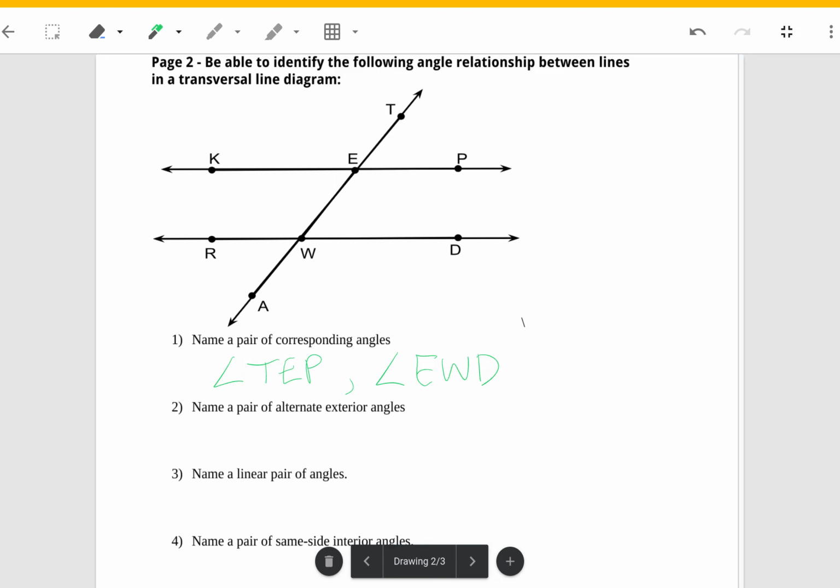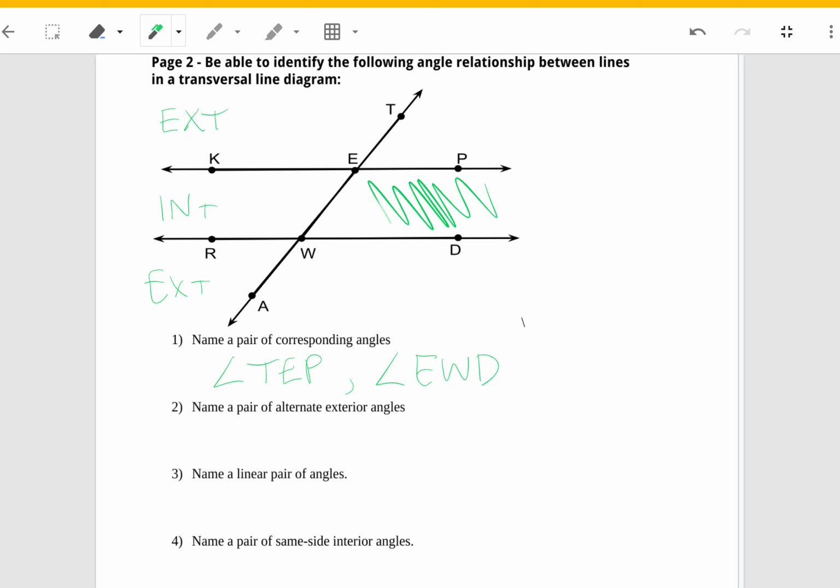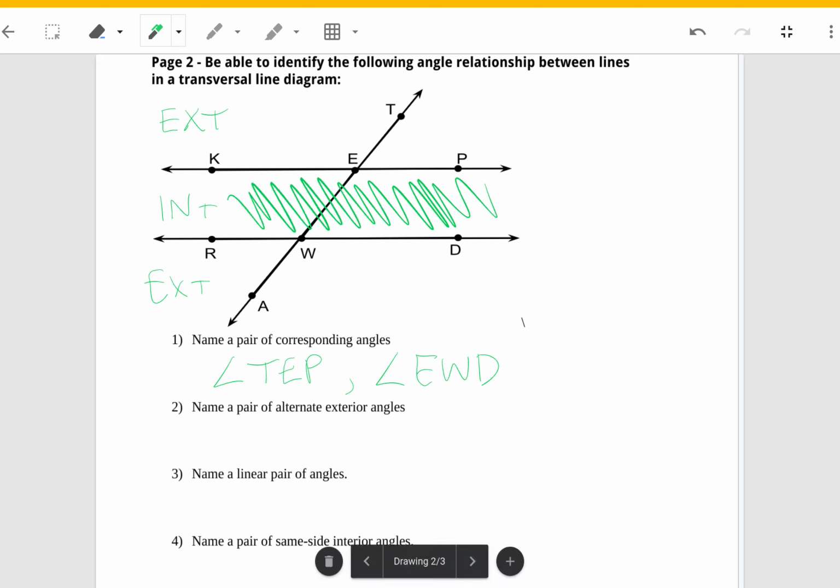Alternate exterior angles. So when we think about exterior and interior, we need to remember that the exterior of the diagram is the areas outside of the two parallel lines here and here, and the interior is the area between the two lines right there. So we're going to be looking at exterior angles, which means we're only going to be looking at angles that are outside, and I'm going to mark out everything on the interior. We shouldn't be naming any of the angles in there. We should only be naming angles that are outside the lines.